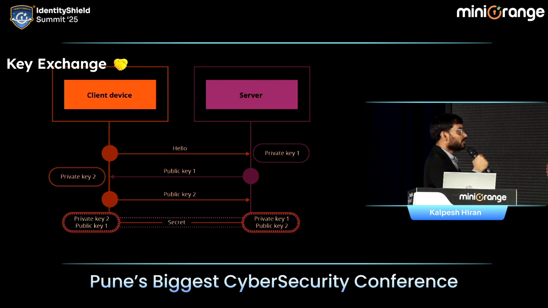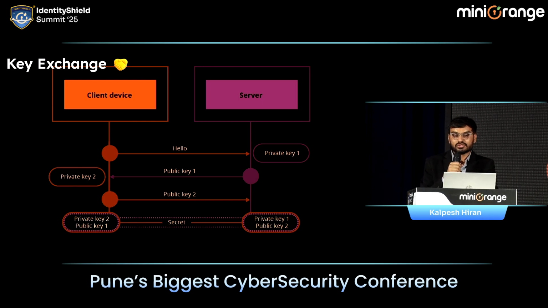So in public key encryption, it is done with what we call a handshake. The handshake is the method used to exchange the keys. Let's say the client device sends a hello message to the server, just to establish the connection. Then the server sends back the server's public key, and once the client gets the public key from the server, the client sends back the client's public key to the server.